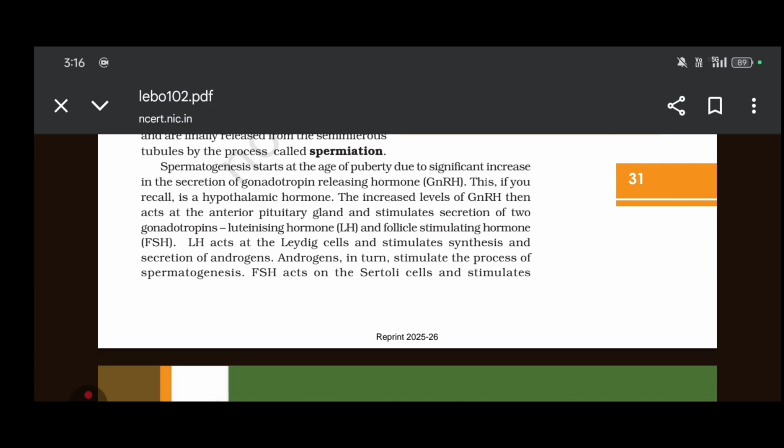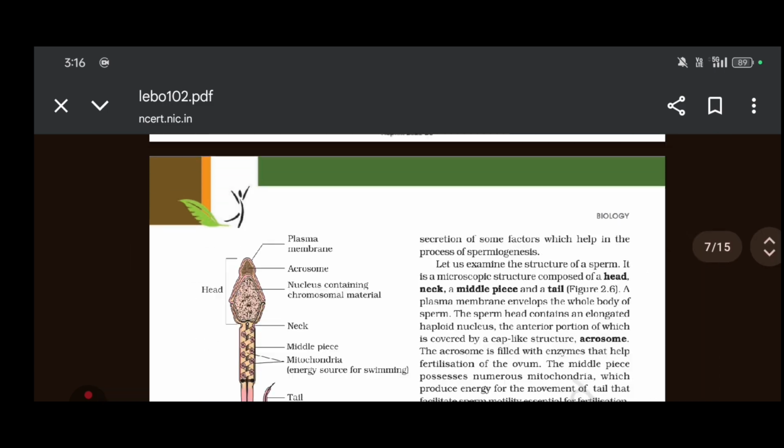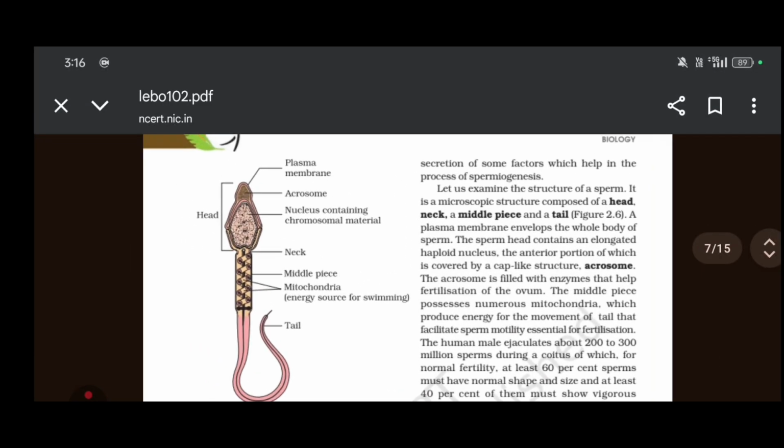The increased level of GnRH acts at the anterior pituitary gland and stimulates secretion of two gonadotropins, luteinizing hormone and follicle-stimulating hormone. LH acts on the Leydig cells and stimulates the synthesis and secretion of androgens. Androgens in turn stimulate the process of spermatogenesis. FSH, that is follicle stimulating hormone, acts on the Sertoli cells and stimulates secretion of some factors which help in the process of spermiogenesis.